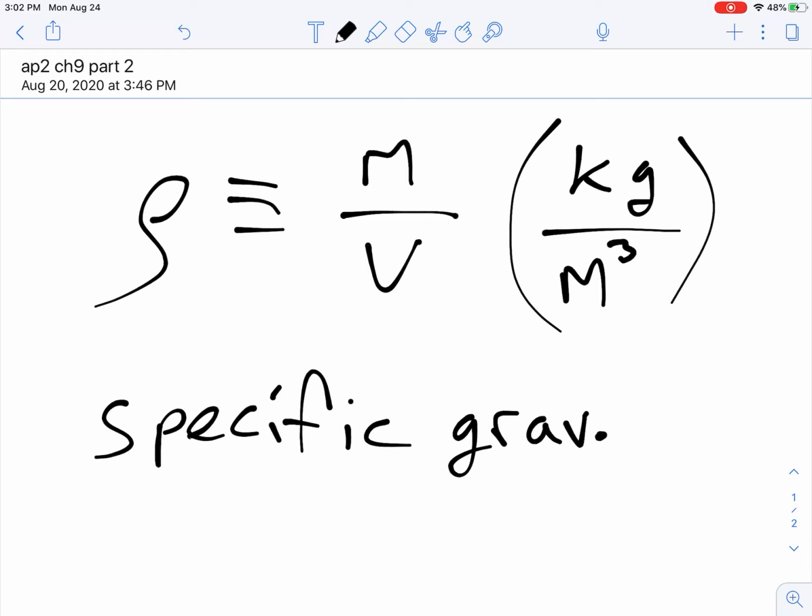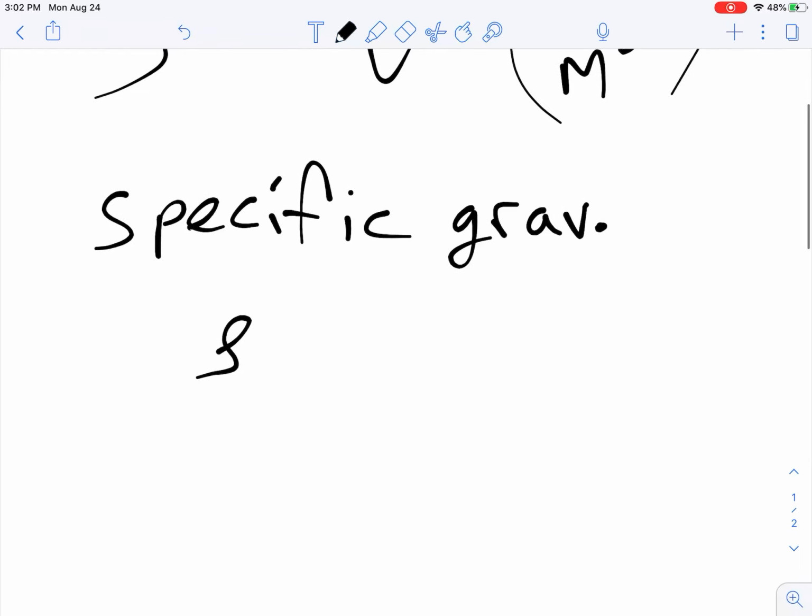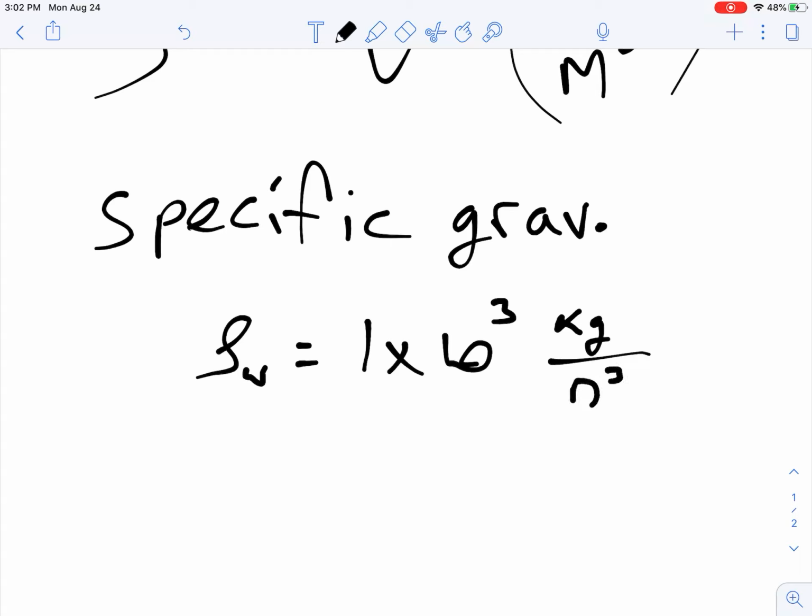The density of water is 1,000 kilograms per meter cubed. So you have some object, its specific gravity would be the ratio of that object's density to the density of water. If an object was said to have a specific gravity of 2, then you know that its density would be 2 times 10 to the 3 kilograms per meter cubed.